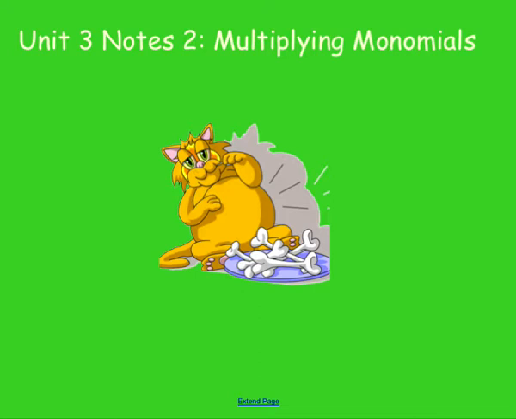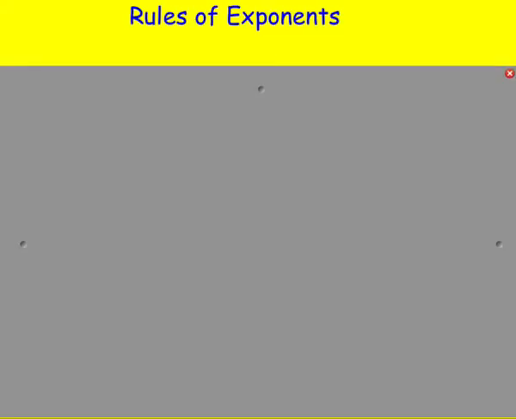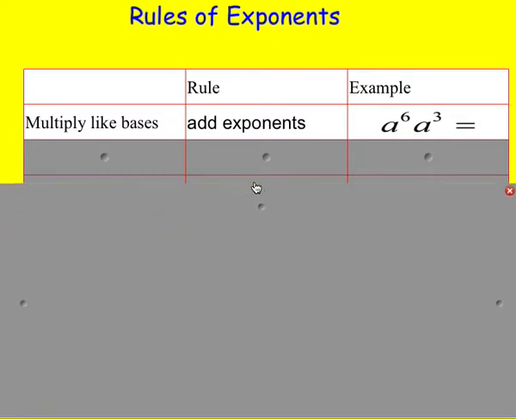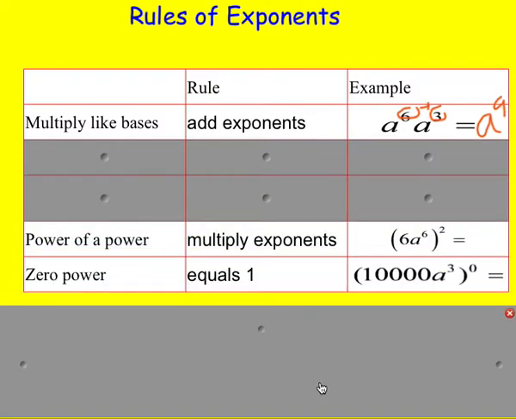So let's take a look at some general rules of exponents. These are some things you need to know. First of all, when you are multiplying like bases, you need to add the exponents. So if we had something like a to the 6th times a to the 3rd, we would add the two little exponents, those numbers up there, and that would give us a to the 9th. Okay, we're going to talk about those two missing parts in the chart on our next note sheet.